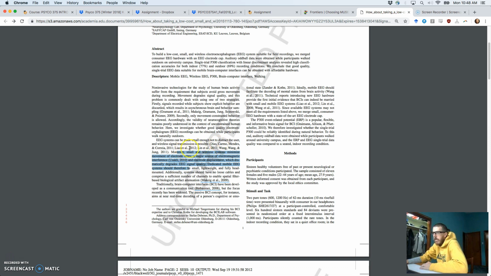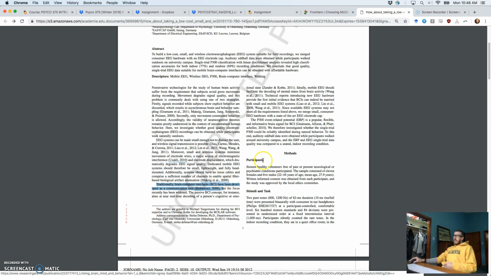And they go through these different references and talk about what they might find. And then additionally, "systems should have no loose cables." This is a relatively short paper, so it's a little bit less obvious in this paper. But usually you can read the first and last sentences of some of these paragraphs to get a sense of what they're about. So after we've read the abstract, the last paragraph of the intro, and the first paragraph of the discussion, we can read the first and last sentence of each paragraph and think about what each one's about.